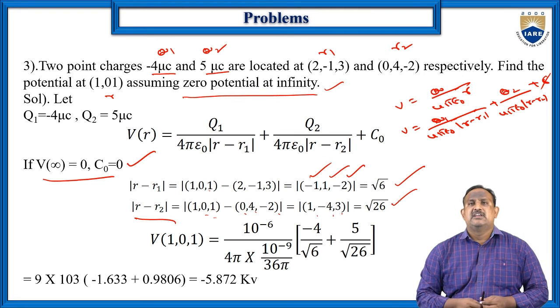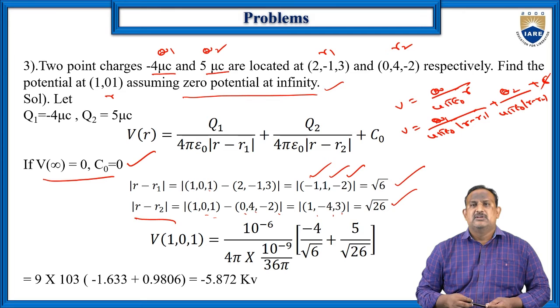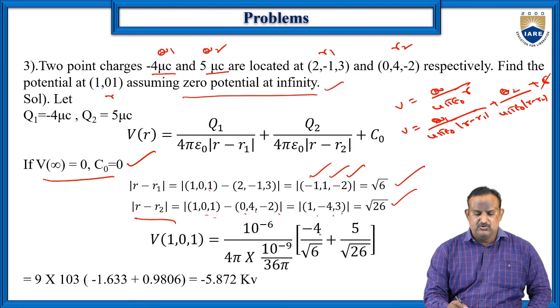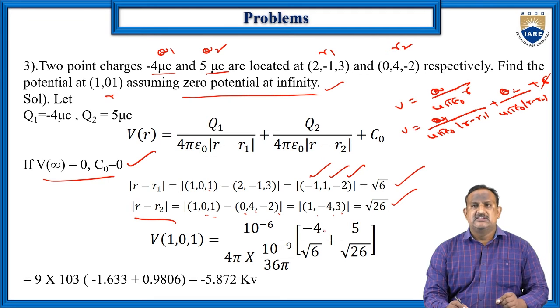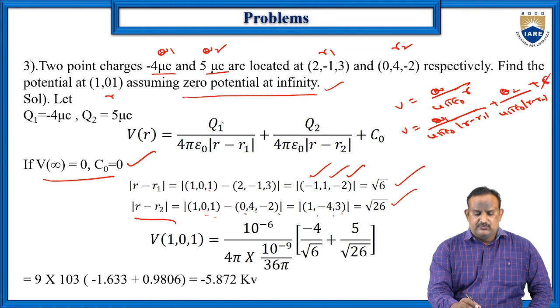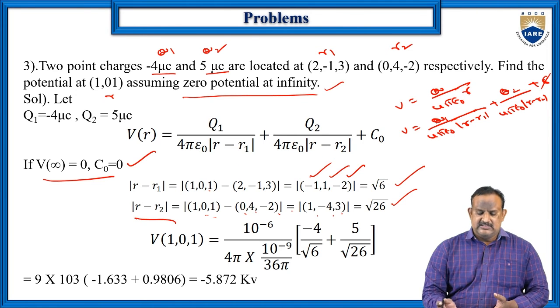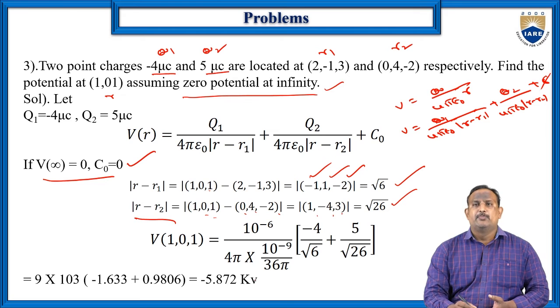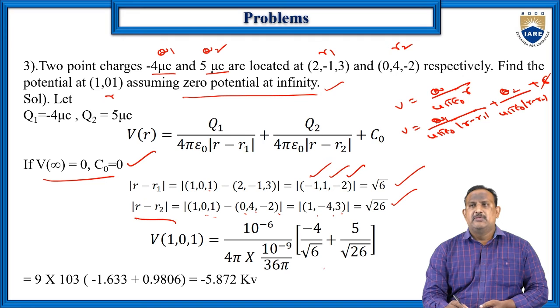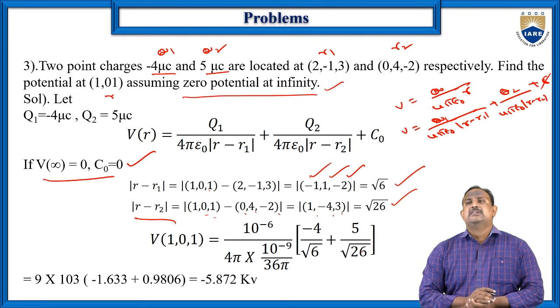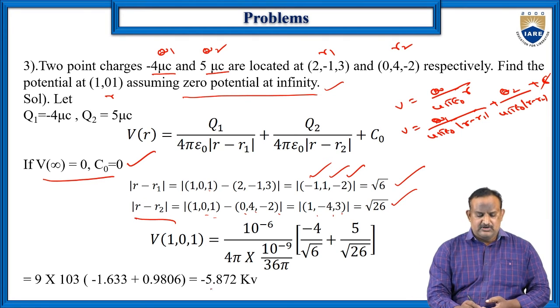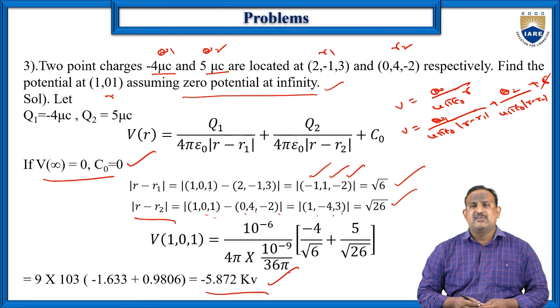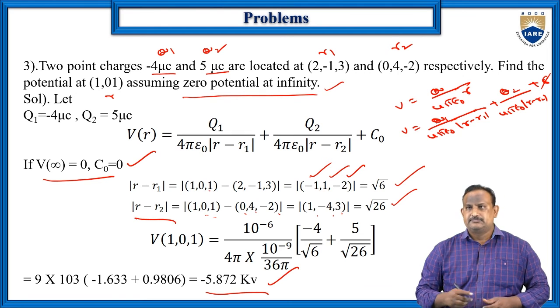Then we need to find the potential at (1, 0, 1). If you substitute in the formula, where Q1 is minus 4 into 10 power minus 6 and Q2 is 5 into 10 power minus 6, taking 10 power minus 6 common in both the expressions, we have 10 power minus 6 by 4 pi epsilon naught, where 1 by 4 pi epsilon naught is 10 power minus 9 by 36 pi, into minus 4 by root 6 plus 5 by root 26. After simplification, the potential is equal to minus 5.872 kilovolts.